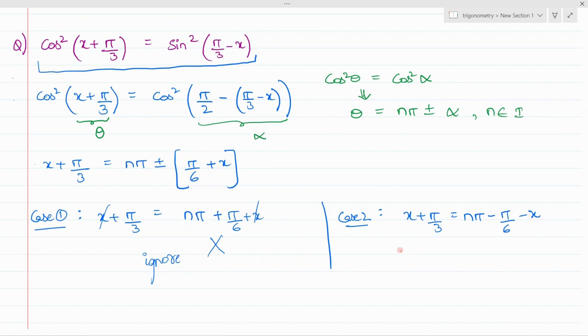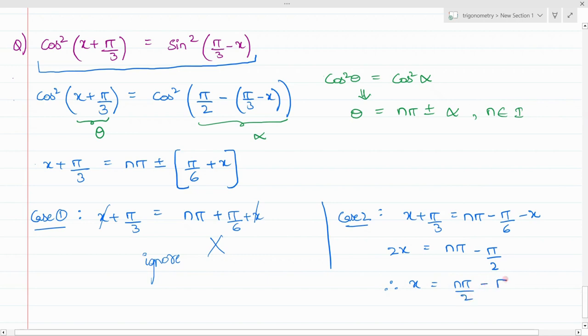Now if you send x this side, it becomes 2x and pi, and minus pi by 6 minus pi by 3, which is nothing but minus pi by 2. And therefore we can write x as n pi by 2 minus pi by 4. So this is the general solution for this equation. And here obviously n belongs to all the integers.